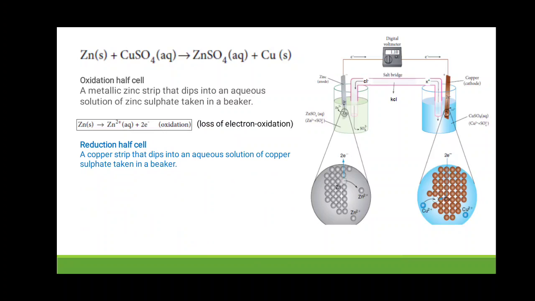Likewise, in the reduction half cell, reduction takes place. Cu2+ accepts 2 electrons and becomes copper. It's a reduction. So both oxidation and reduction take place, and we can say it is a redox reaction in the Daniell cell. So the overall reaction, how to write it? At the top we can see that zinc plus copper sulfate gives zinc sulfate and copper.